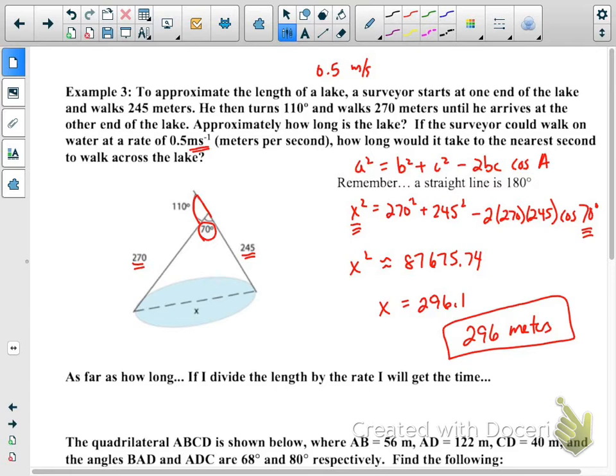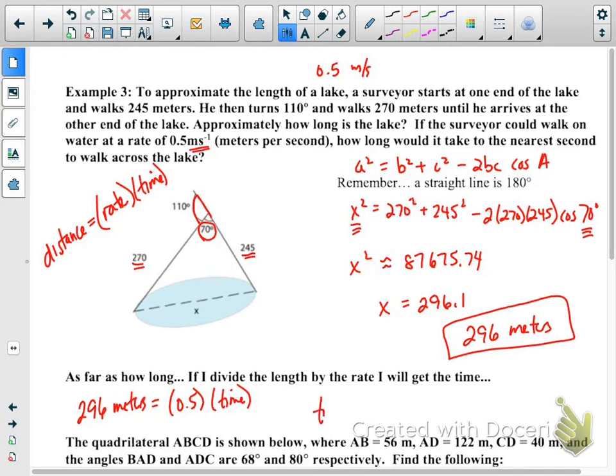Now, if you remember before, we talked about rate, that I have this formula. The formula is distance equals rate times time. So how long would it take to the nearest second to walk across this lake? So I have my distance. I know my rate. My rate is 0.5. I'm looking for my time. So I'm going to divide my meters by my 0.5 there. So my time is going to be 296 over 0.5.